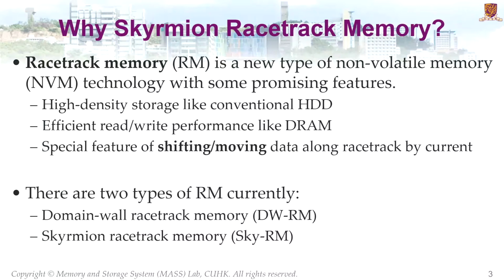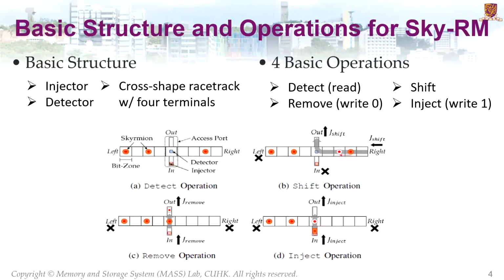Right now, there are two types of racetrack memory. The first one is called domain wall racetrack memory, the first generation. It suffers from great challenges in reducing the domain wall size and the critical current density of domain wall motion. The second one is our main topic today, which is Skyrmion racetrack memory. Compared with the domain wall, it is more energy saving and has higher stability, so it's getting more and more attention.